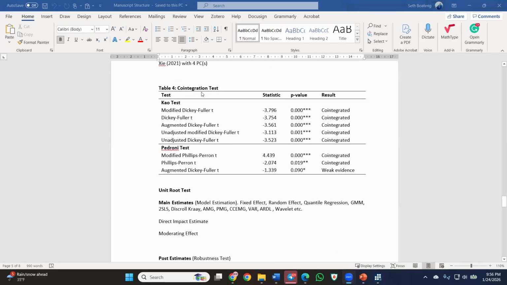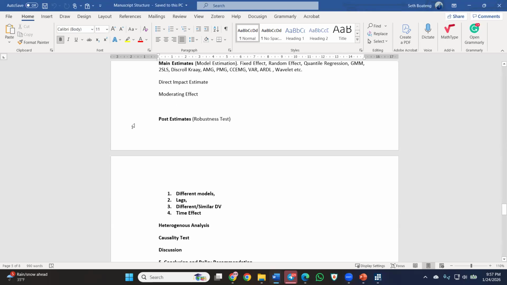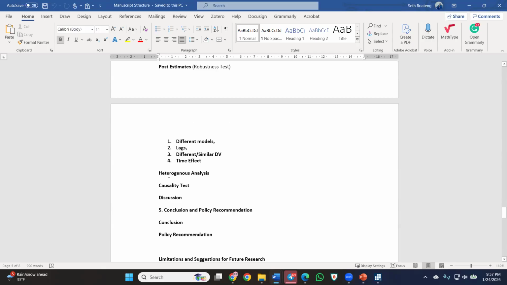Then we did co-integration. The co-integration, we ran 3 models. We ran the Westerlund, we ran the Kao test, then Pedroni. So we got to unit roots and then the main model estimation. And maybe if time permits, we do heterogeneous analysis and then causality test.